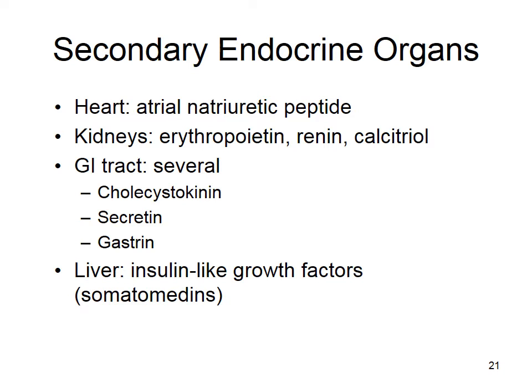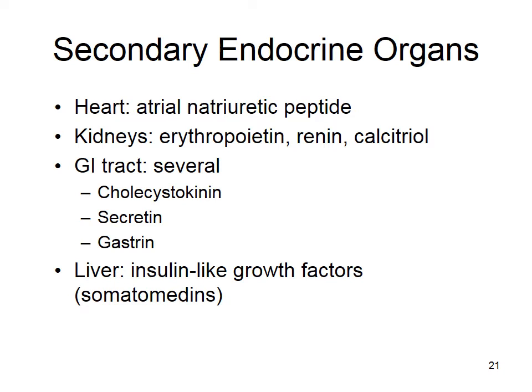So the heart produces atrial natriuretic peptide, which helps lower blood pressure, but its major role is to pump your blood. Okay, your kidneys produce erythropoietin, which increases red blood cell number, as well as renin. And renin plays a role in the renin-angiotensin-aldosterone cascade, which helps increase blood pressure and cause sodium reabsorption. Okay, and then it also produces calcitriol, which plays a role in calcium balance.